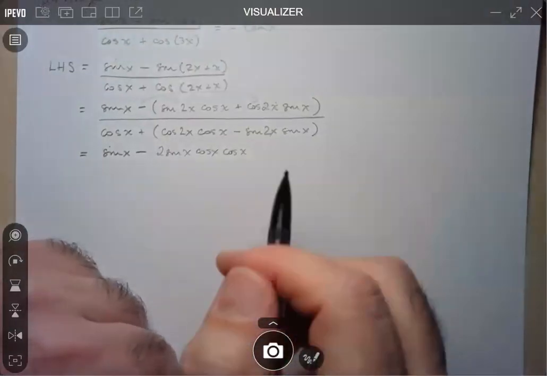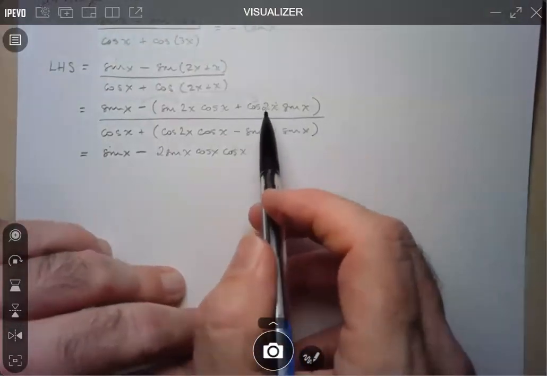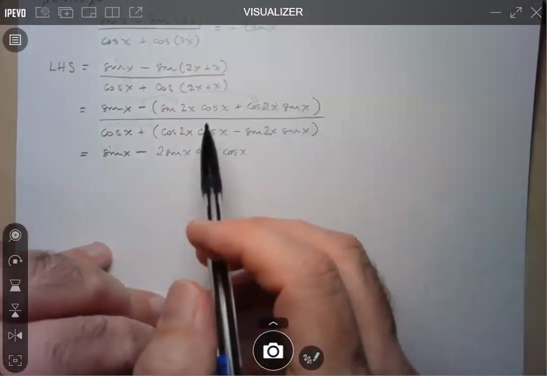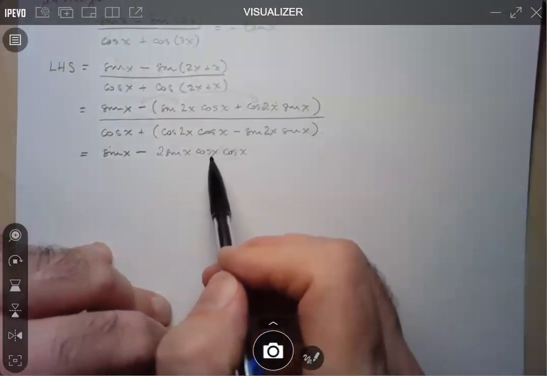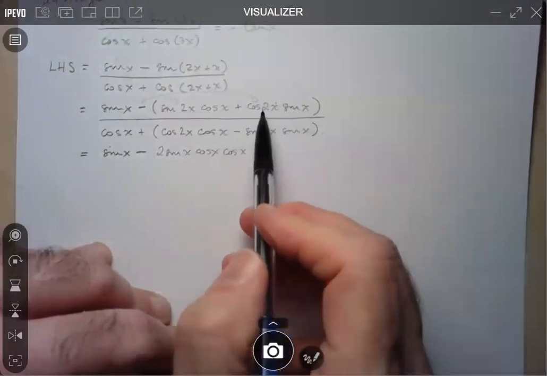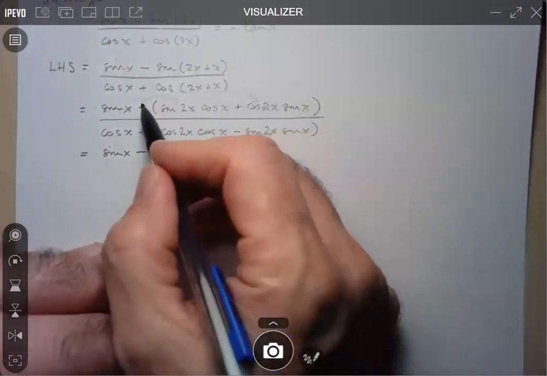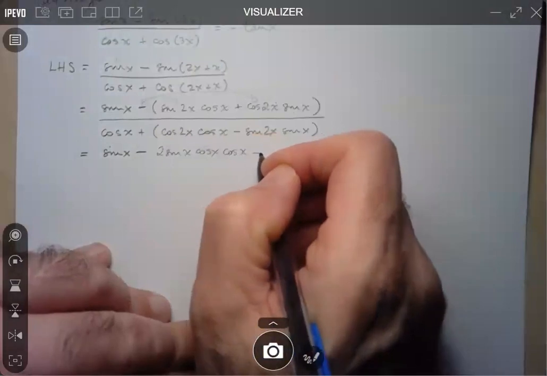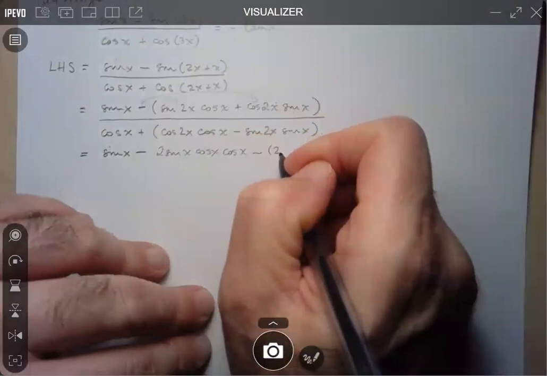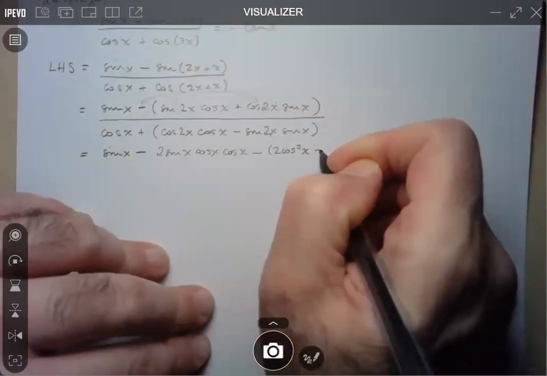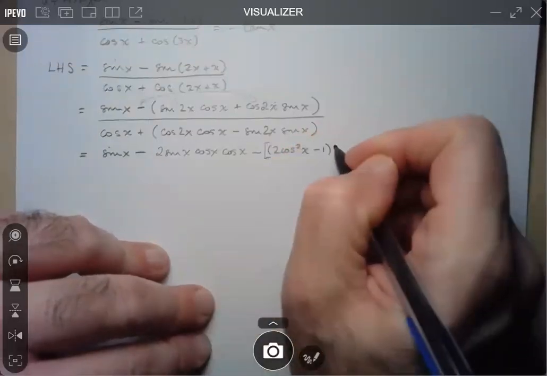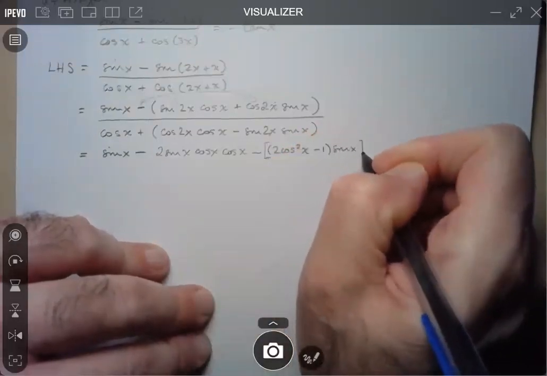Okay. And now for the second one, this is where, again, I'm going to make my choice very carefully. Since I have a sine x cos squared x, and I already have a sine x, I'm going to choose to use, so first of all, make sure you're distributing the negative. I'm going to choose to write this as 2 cos squared x minus 1, times sine x. Okay.